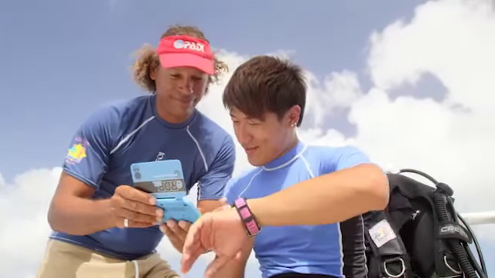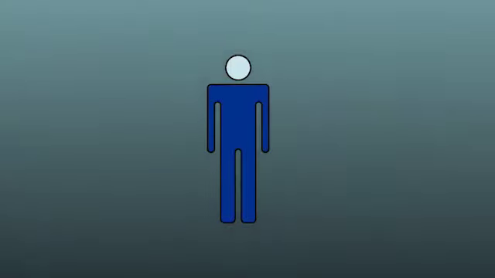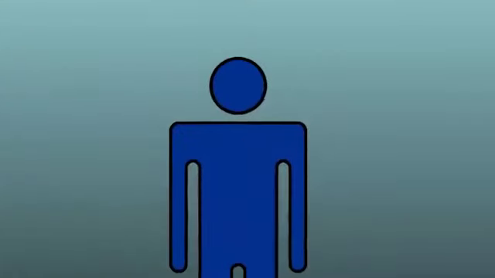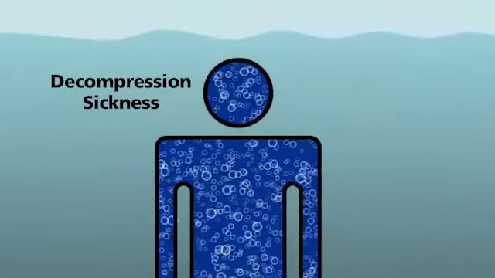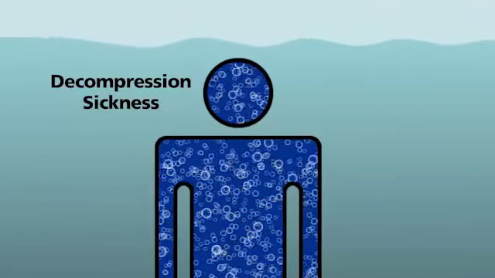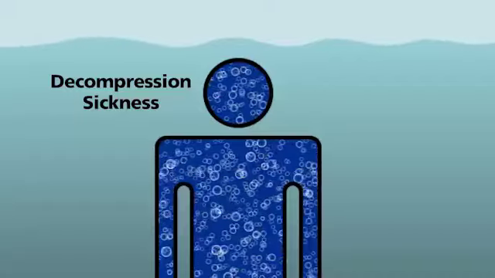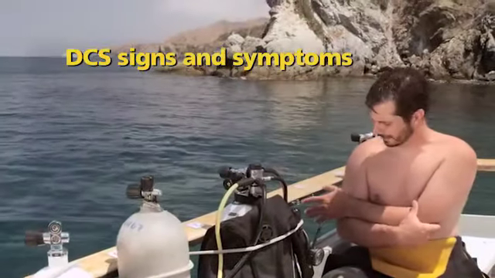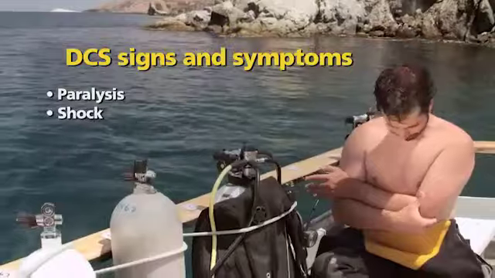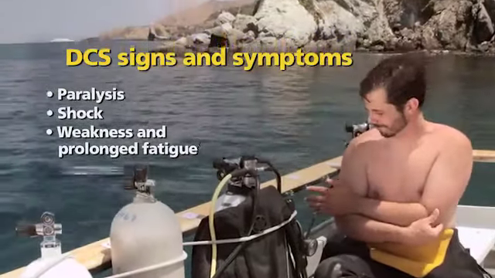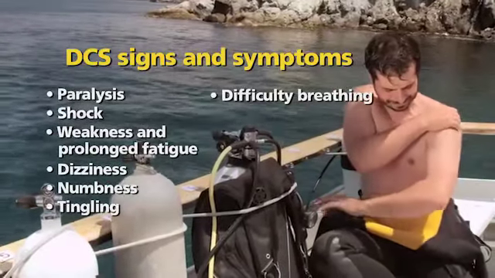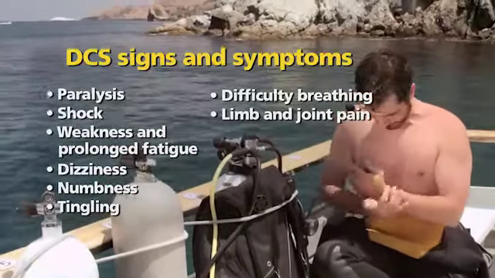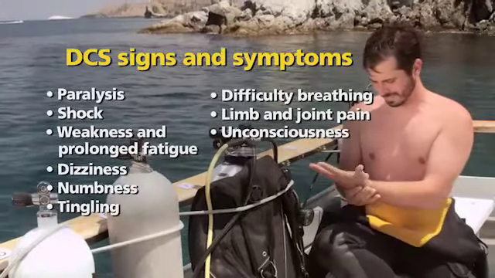More about this shortly. If there's too much dissolved nitrogen, however, when you ascend, it may come out of solution faster than your body can eliminate it. Bubbles can form in body tissues, causing decompression sickness, which is a serious medical condition sometimes called the bends or DCS. Signs and symptoms include paralysis, shock, weakness and prolonged fatigue, dizziness, numbness, tingling, difficulty breathing, limb and joint pain, and in severe cases, unconsciousness and death.